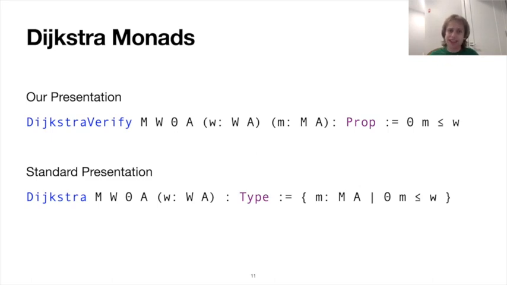If you're familiar with the Dijkstra Monads literature, the code on the bottom might look more familiar to you. We found the code on the top more convenient for our purposes, but it should be pretty clear how tightly related these pieces of code are.